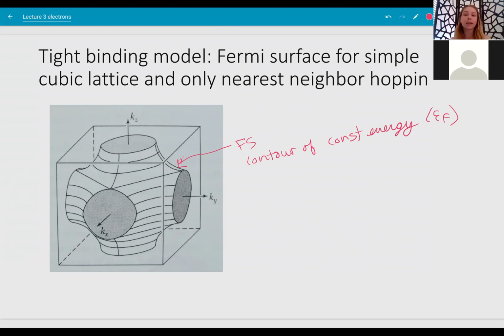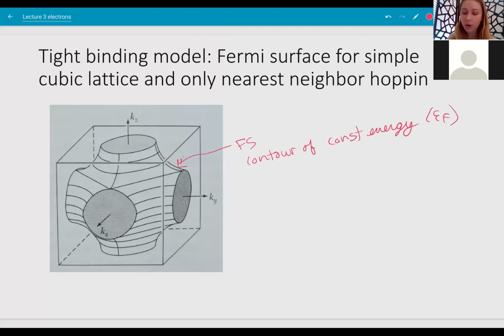So this is, again, returning to the fundamental, very important aspect of solid state physics, that a lot of the action happens at the Fermi energy, and an equivalent statement is that a lot of the action happens at the Fermi surface. So this is the Fermi surface that arises from the tight binding model with only nearest neighbor hopping in a simple cubic lattice.